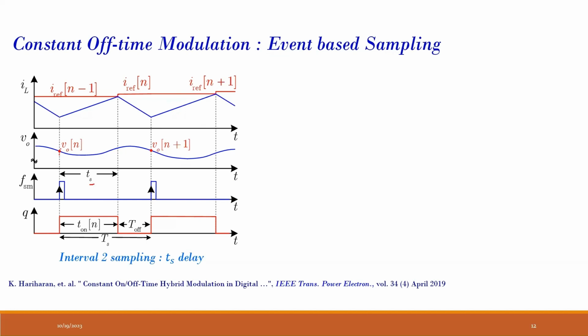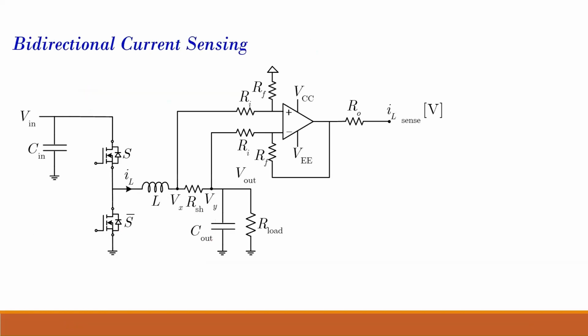So now we have talked about current control. Now we will talk about current sensing. How do we sense the current? We just cannot directly get the current information. We need to have a sensing technique to sense the current. For that, a very popular approach is resistive current sensing.